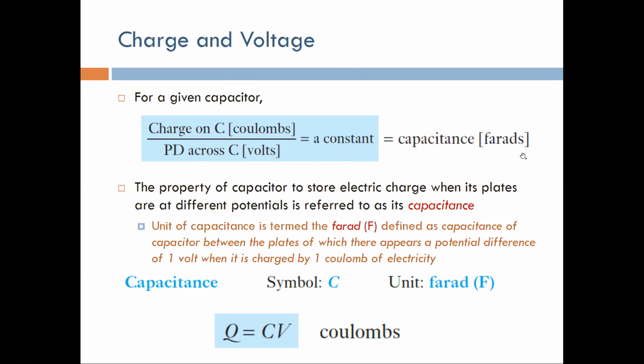The SI units will be farads. You probably heard about this definitely. This comes from this equation: Q, which is the charge, is equal to C, the capacitance, times the voltage. So the definition of the unit of capacitance, the farad, is the capacitance of a capacitor where if you have 1 coulomb and a voltage difference generated on the capacitor of 1 volt, then the capacitance will be 1 farad.